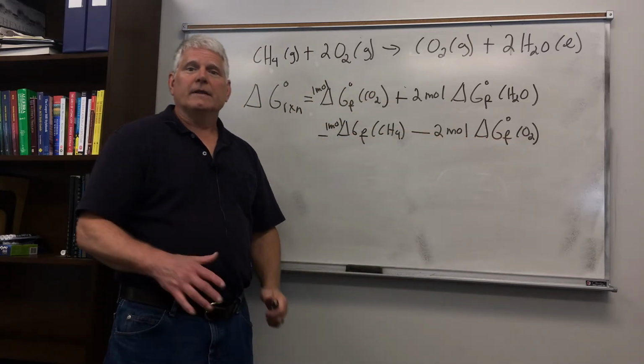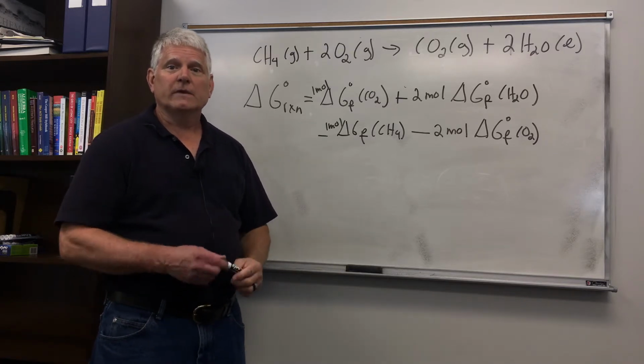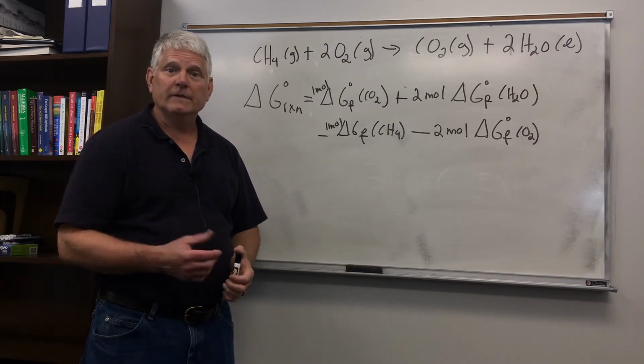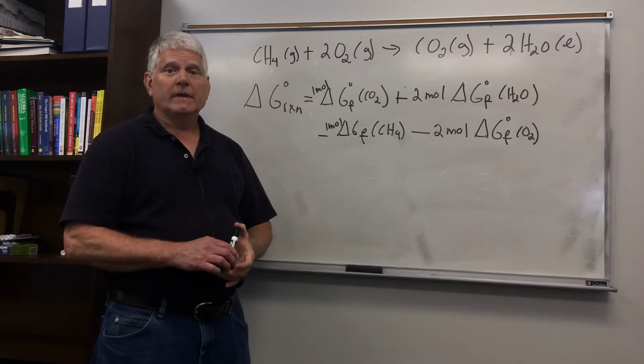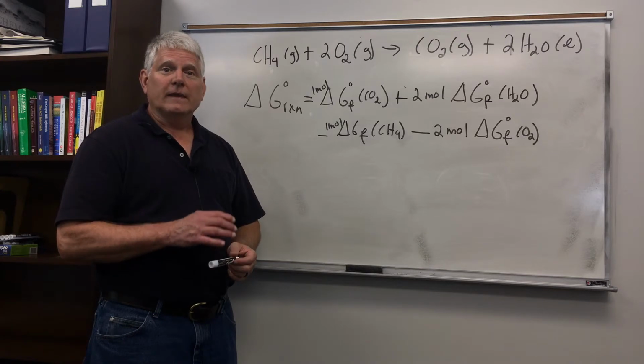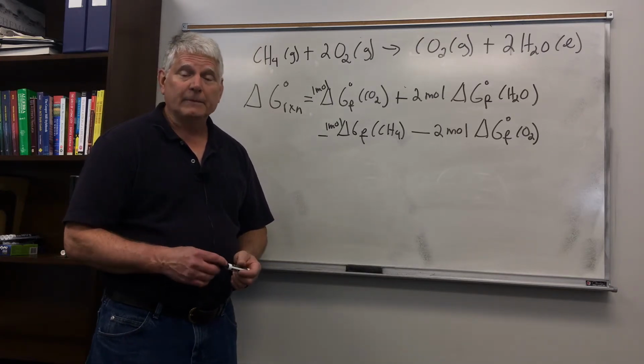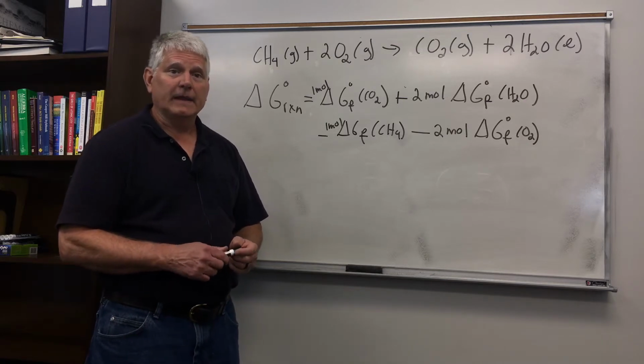So remember, delta G and delta H formations are relative scales, so the values for elements in their most stable form are 0. But entropy is an absolute scale, and so the entropy of an element is not 0, except at absolute 0, which we can't obtain.